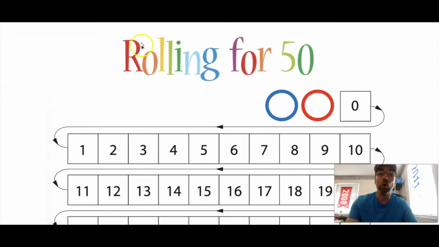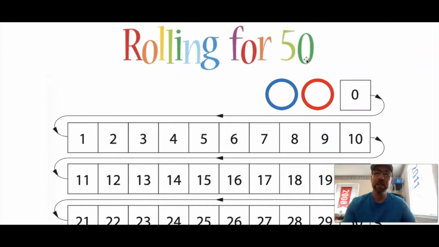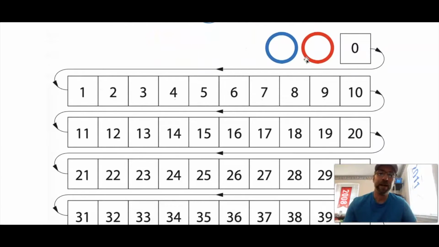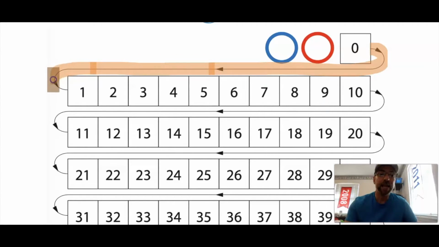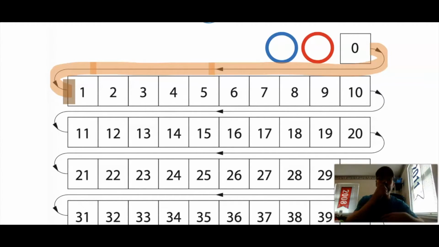Today, you are going to be playing a game called Rolling for 50. Now, Rolling for 50 uses a number grid, but the number grid's going to look a little bit different. You're going to notice on this number grid, I have some arrows. You'll notice that after the 0, there's an arrow that takes us all the way down, and then it takes us to the 1. They put that arrow there to show us how to use a number grid.